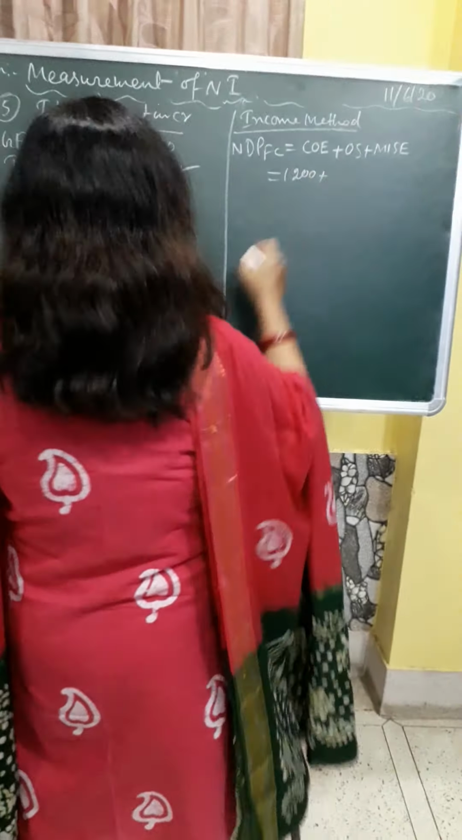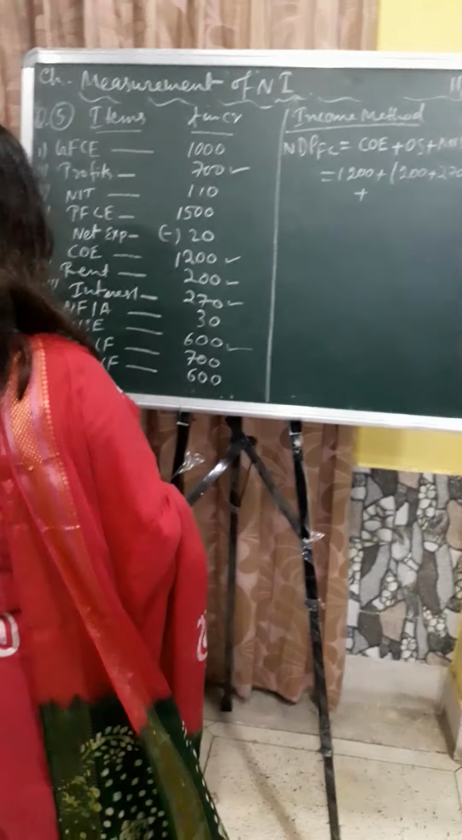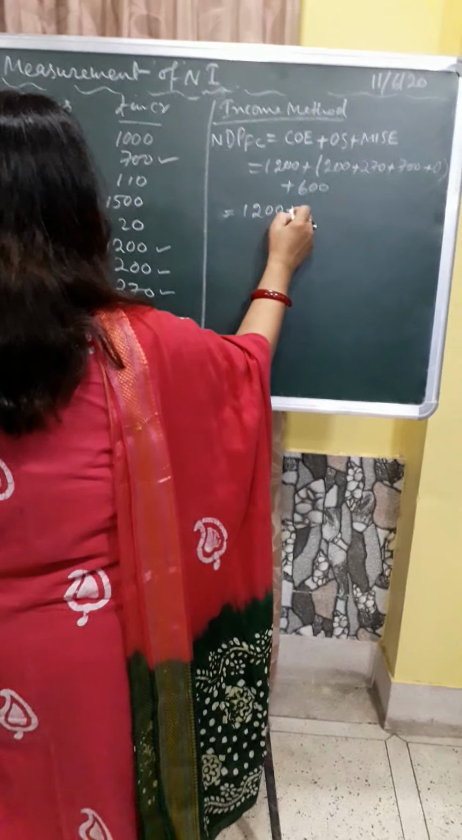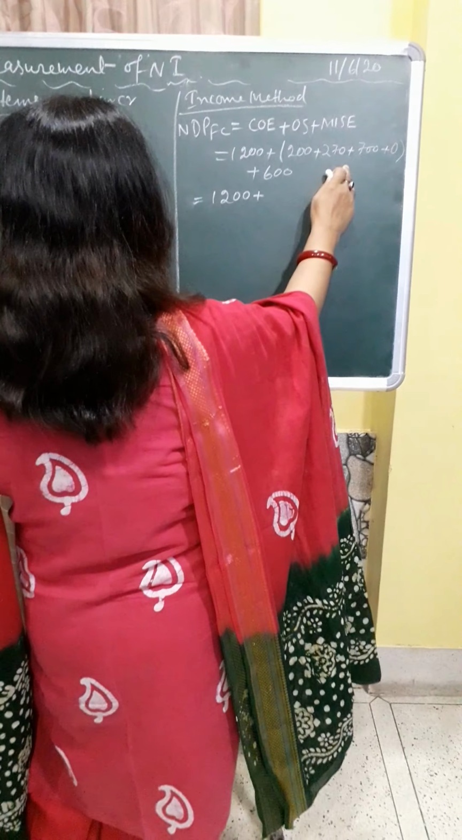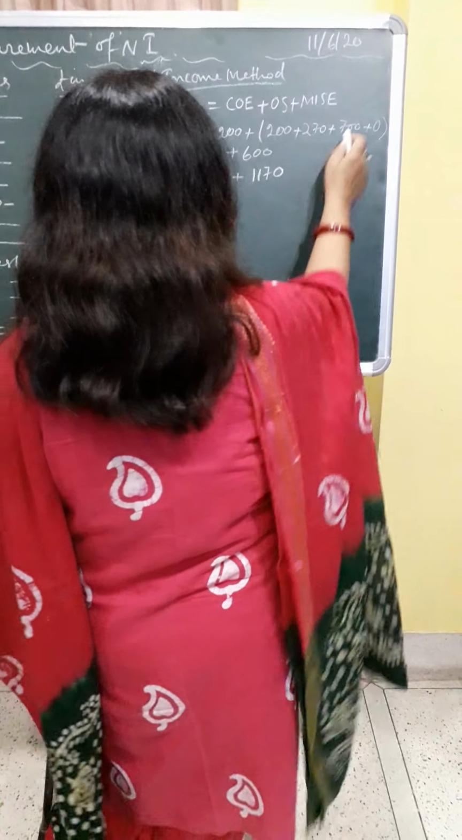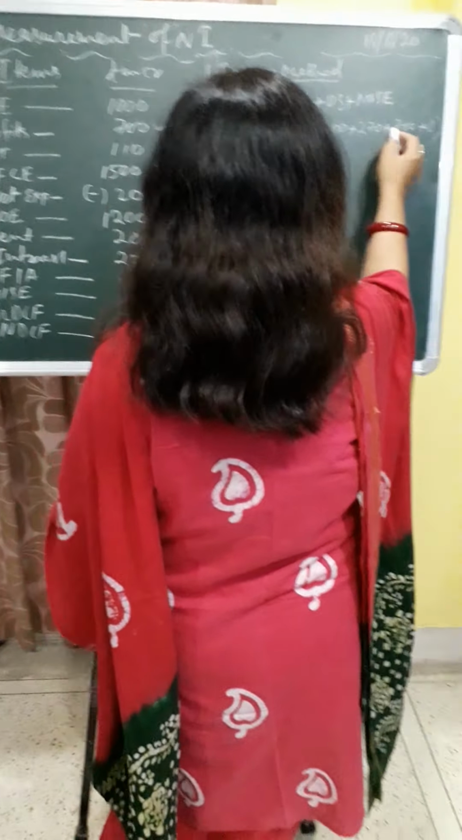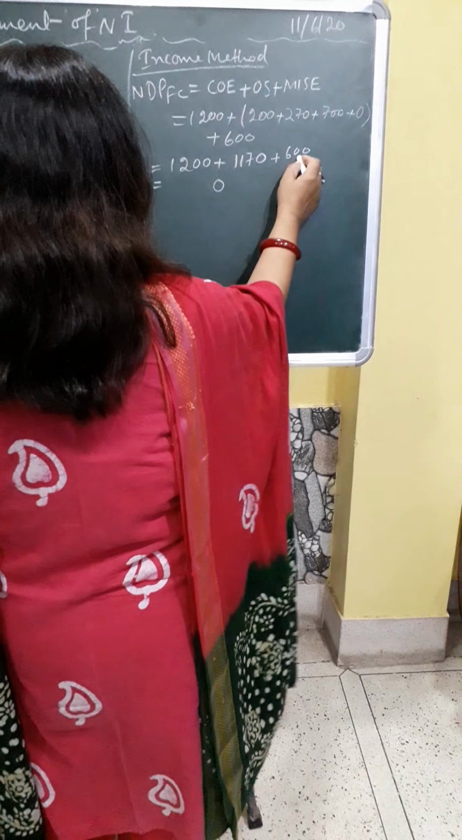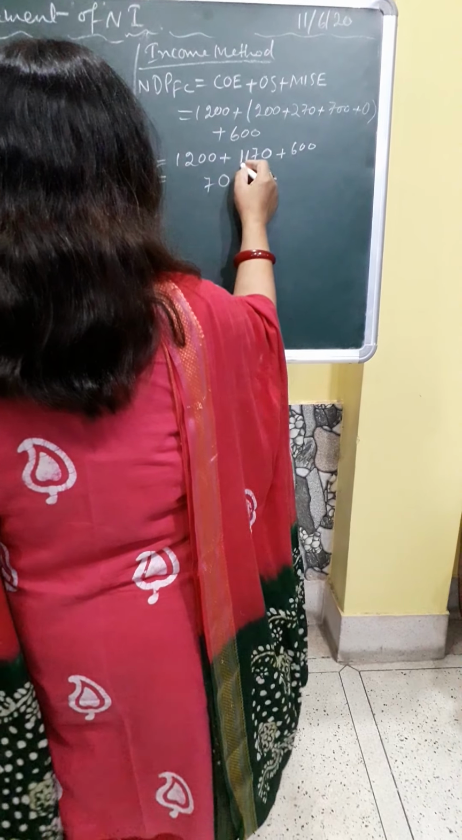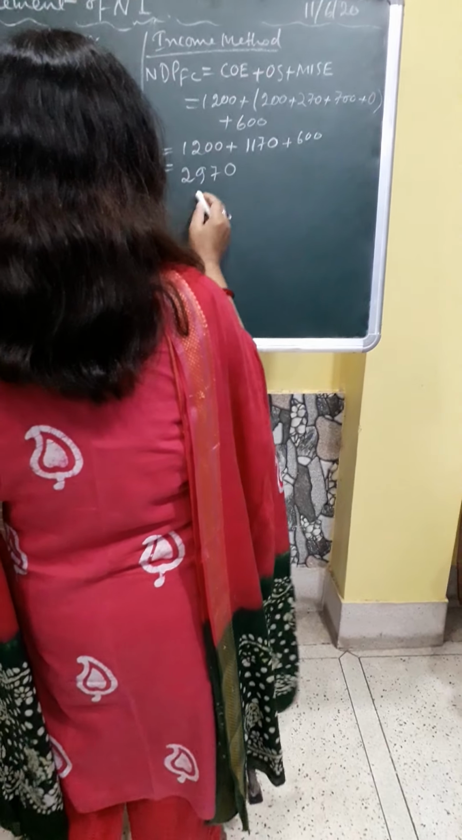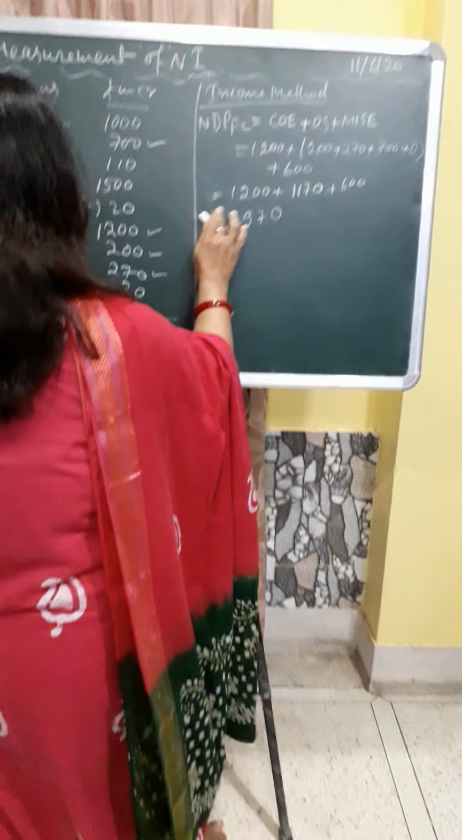Operating surplus: rent, interest, profit. So write rent 200, interest 270, profit 700, and royalty 0, plus MIAC, mixed income of self-employed, 600. NDPFC is 2970.